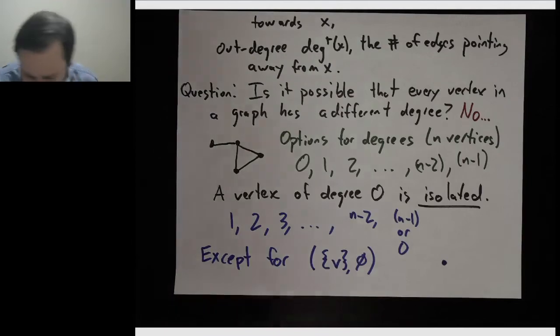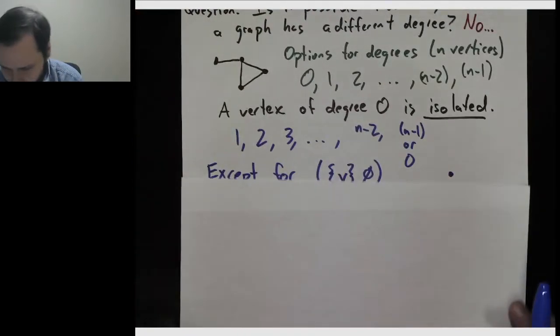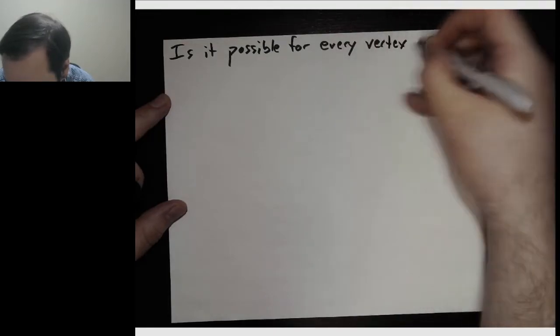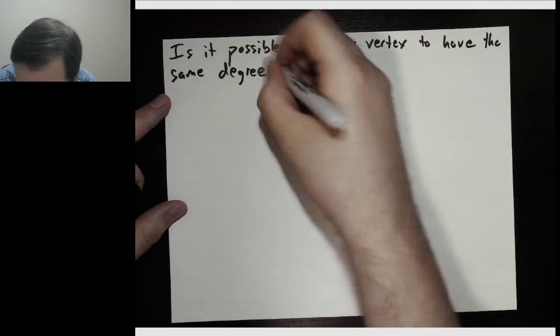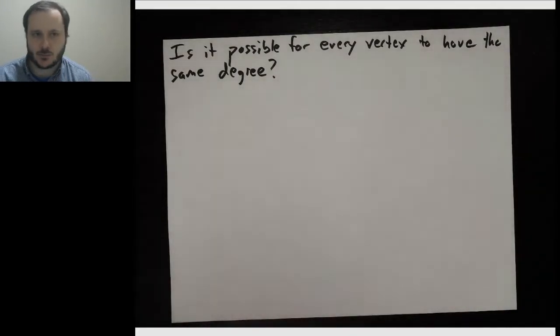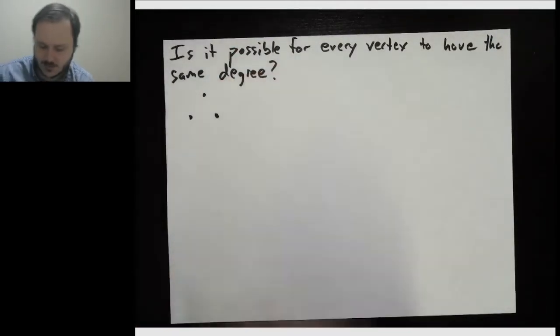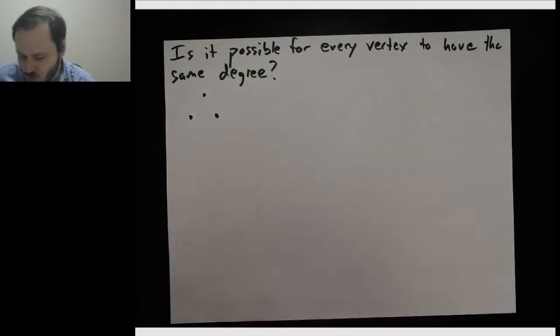Okay, let's ask another question. Is it possible for every vertex to have the same degree? Sort of the opposite of the last question. And so again, we might approach this by trying to draw some pictures. And if I draw this picture, I'm already done. Every vertex has degree 0. I did it. Okay, maybe that's a silly example.